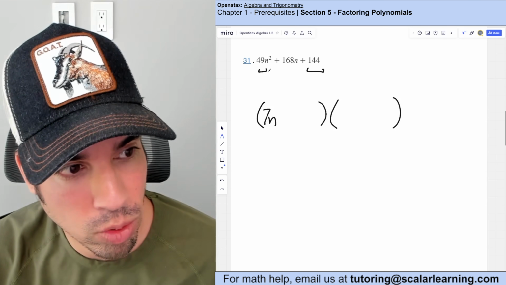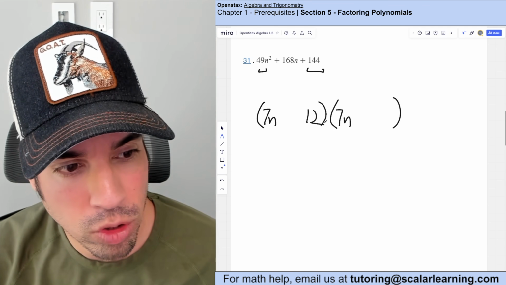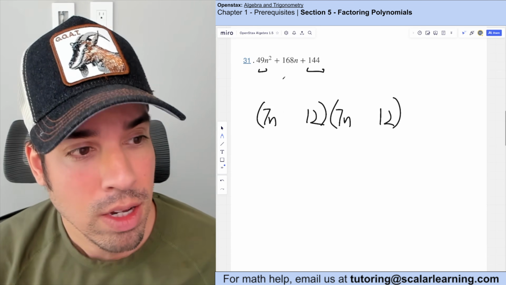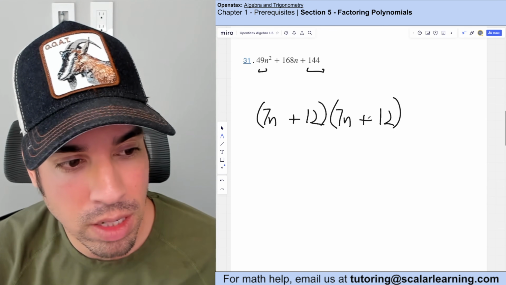Square root of 49 is 7, square root of n squared is n. Place that there. The square root of 144 is, of course, 12. The main thing is we've got to make sure that it works with this middle term. So since it's all plus, these are going to be plus as well.